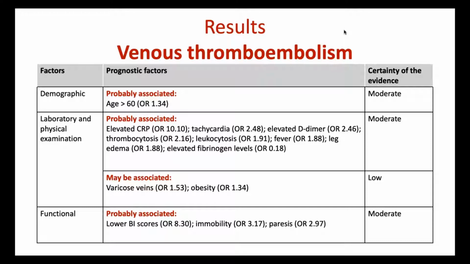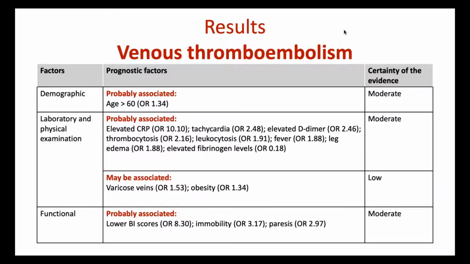Some of the factors that were identified to be probably associated with risk of VTE have been included in previous risk assessment models, such as age greater than 60 with an odds ratio of 1.34, immobility with an odds ratio of 3.17, or paresis, defined as lower limb paralysis within the past 6 months with an odds ratio of around 3. However, some factors such as elevated C-reactive protein or CRP with an odds ratio of 10.10, tachycardia with an odds ratio of 2.48, and fever with an odds ratio of 1.88 have not been included or considered in previous models.